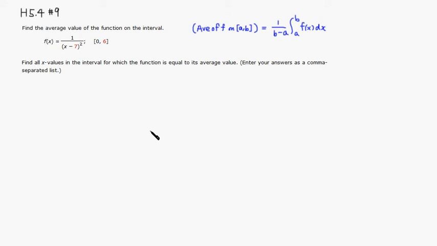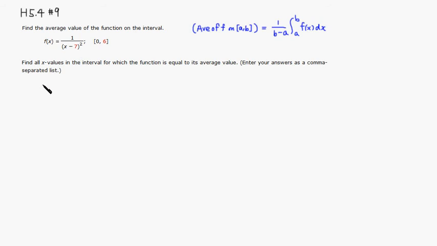All right, let's go over homework 5.4, number 9. So in order to find the average value of a function, all you really have to do is integrate the function over the given interval and divide by the length of the interval. All right, so let's do that.